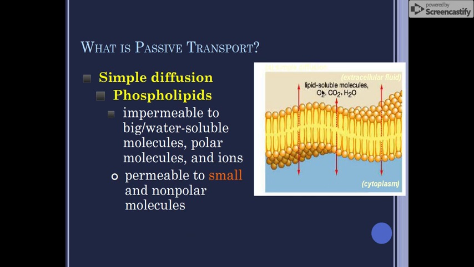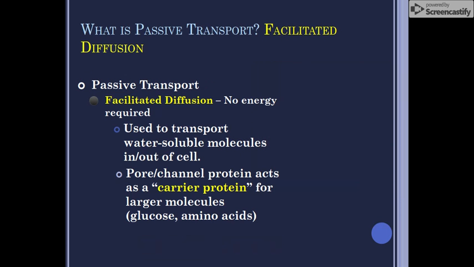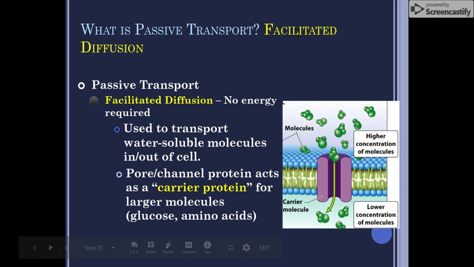So the phospholipids, again, things that could move through: oxygen, carbon dioxide, lipid-soluble molecules. Okay, so things that can move through: small, nonpolar molecules. Okay, and they have an easy time going directly through. So let's take a look at facilitated diffusion.